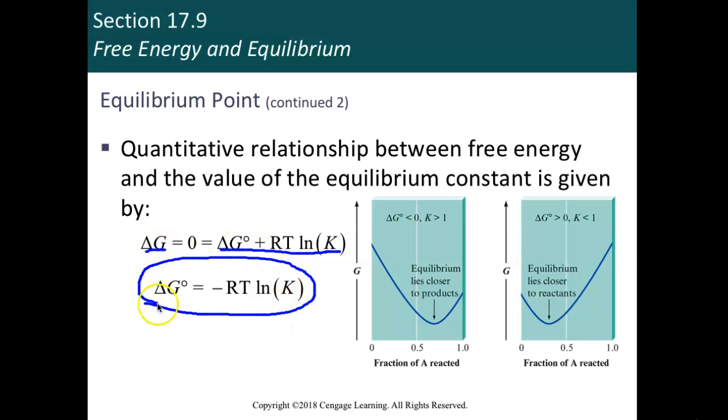So really, all you need to worry about is this equation, because we will use that. It can be used when you know the delta G standard, or the delta G of formation, to calculate the equilibrium constant. Or if you know the equilibrium constant at a certain temperature, you can calculate delta G standard for a reaction.